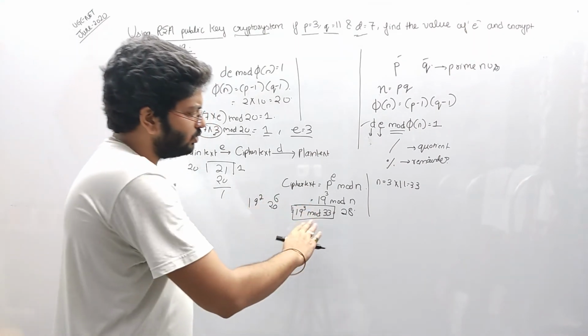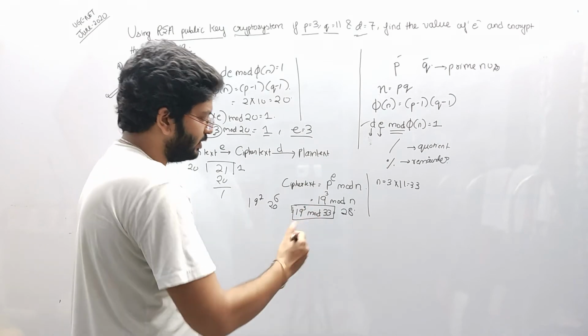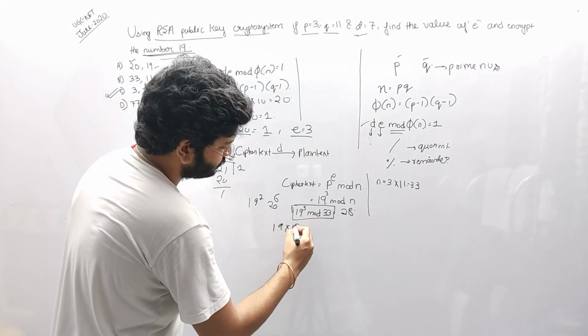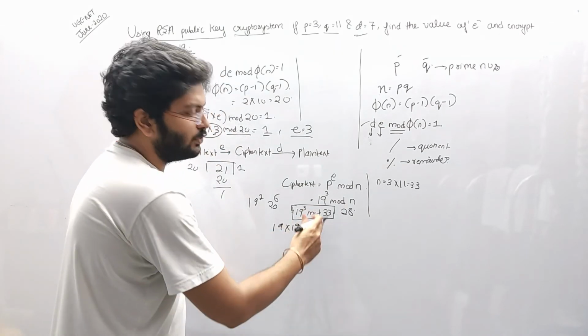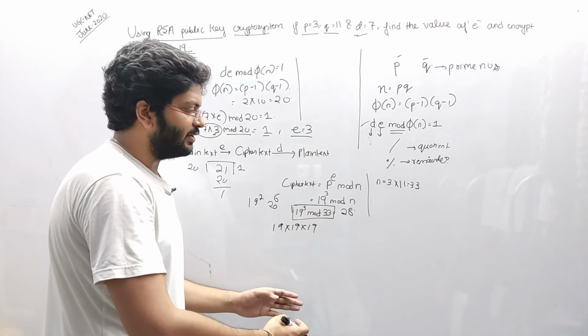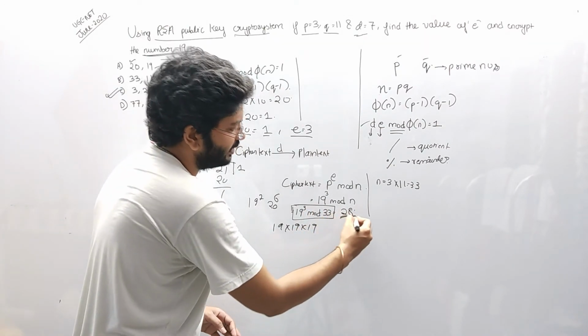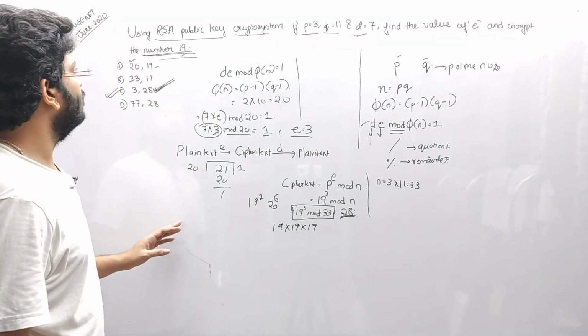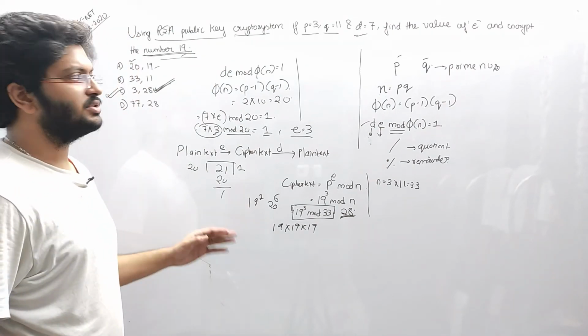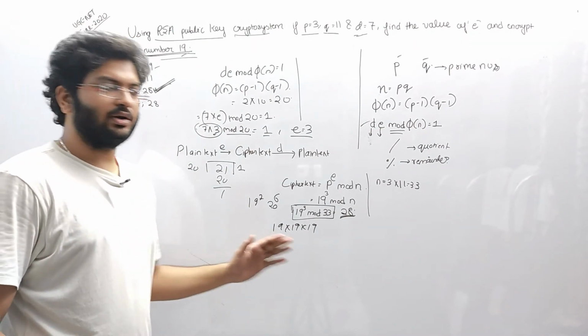For this video, you calculate it manually. 19 to the power 3, you multiply 19 three times and then divide it by 33, and you will definitely get the remainder as 28. I hope you understood what was taught now.